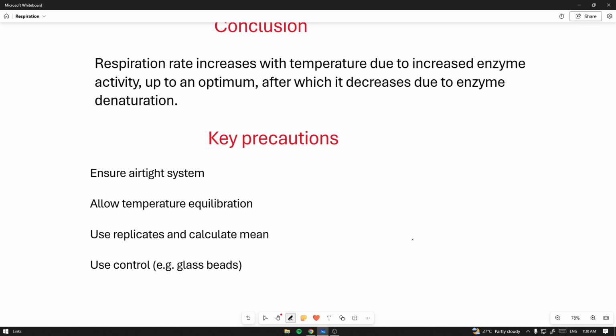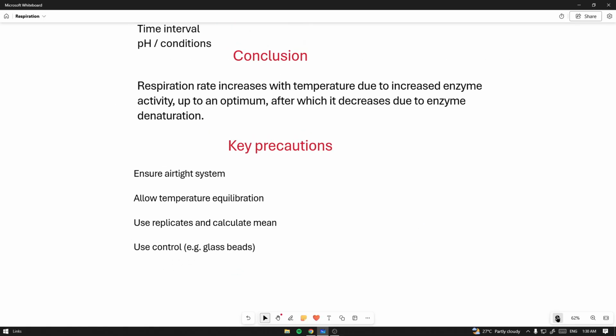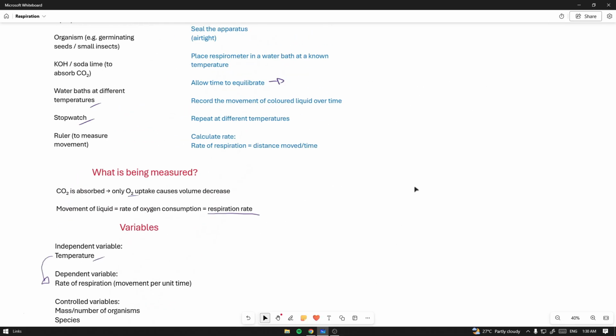Use replicates and calculate the mean. So you're not just going to do one experiment, you're going to do multiple experiments, and then you're going to take the mean. Also take a control. This is for validity. Okay, use a control for validity. Use glass beads as an example. So that would be it for the respirometer.